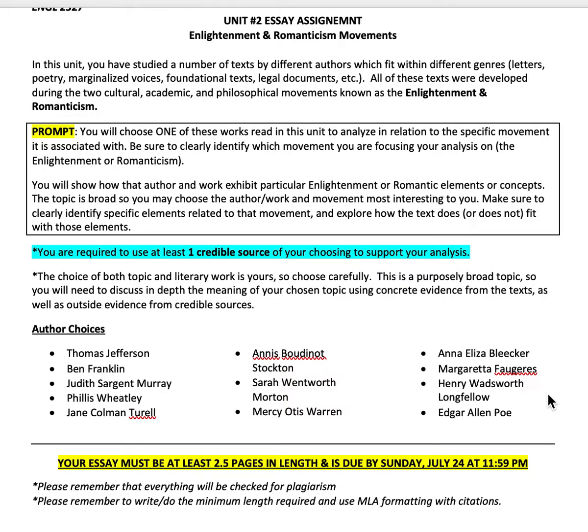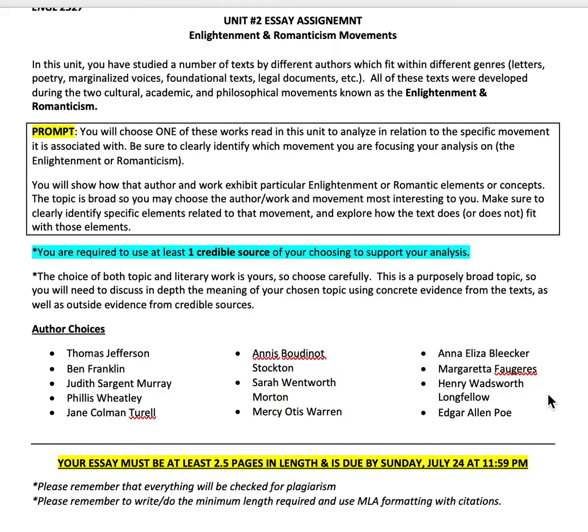So don't just dive into the analysis. You want to first foreground what it is about that movement specifically that you're going to be analyzing in relation to the text. And you can also think about how the text either does or does not fit with those specific elements. For example, if you're reading Judith Sargent Murray relative to the Enlightenment, you can show how her positionality as a female author underscores the fact that an entire marginalized group of people were not given the same rights as men, despite what's in the Declaration.